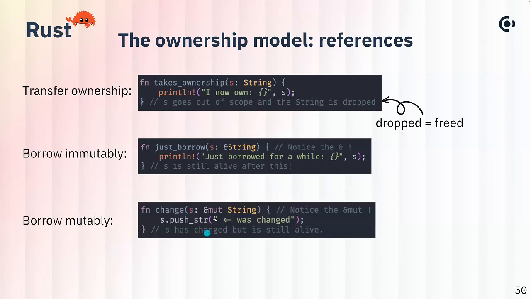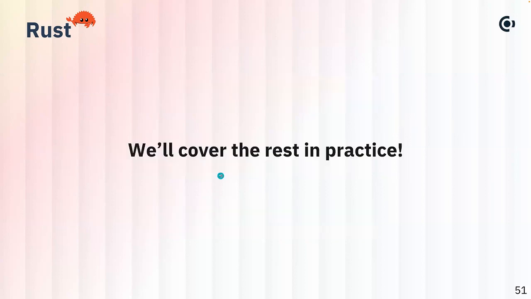And then you can borrow mutably. You'll see that here there's an ampersand mut. That means that you don't get the ownership, but you have a mutable reference to it. So you can then change the string, and once the function finishes, the string is still alive but has changed. That's something else in Rust: things are immutable by default, which means that you cannot change them unless you make it explicit and add the mut here. Okay, so I think we'll cover the rest in practice, when we get coding.